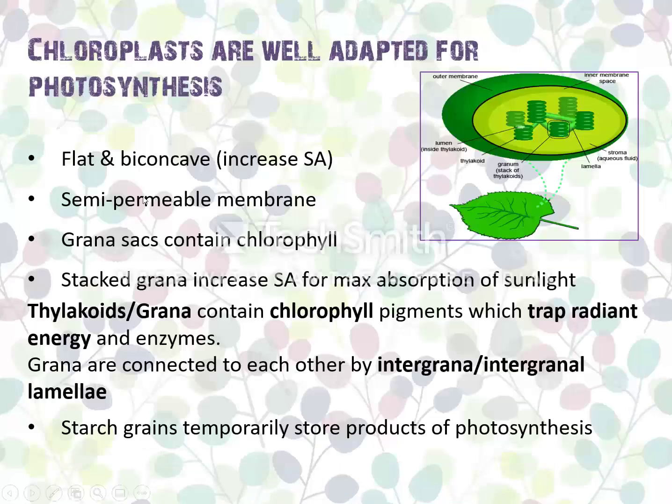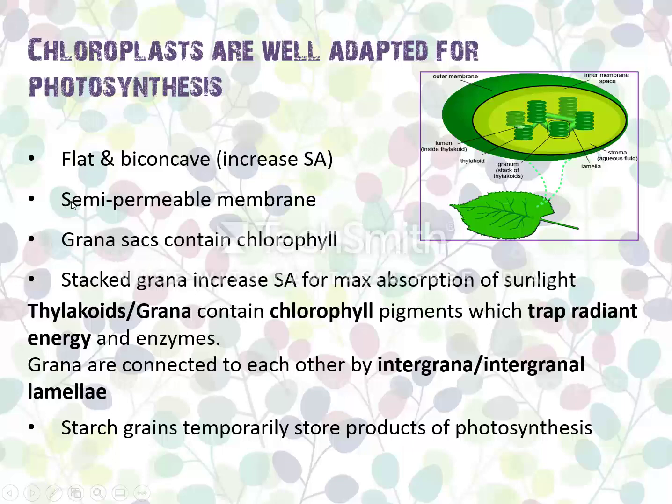So we said they are flat and biconcave to increase surface area. More surface area will mean more radiant energy. So if we've just discussed how radiant energy is a requirement for photosynthesis, then more radiant energy means more photosynthesis can occur, better, more efficient photosynthesis can occur.